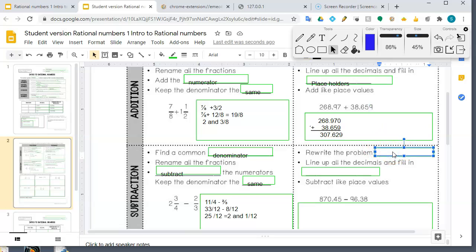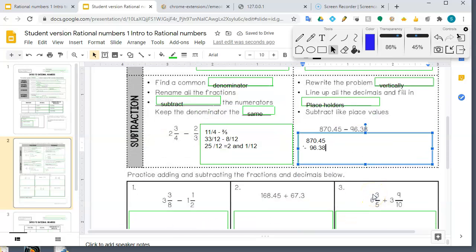So here again, we're going to rewrite the problem. So how do we do subtraction? The exact same way. We're going to rewrite the problem vertically. We're going to line up all the decimals and fill in placeholders. Alright, so let's start with 870.45, and then we are going to subtract 96.38. Alright, I'm going to make that underlined, of which, by the way, Control U is a quick way to underline.